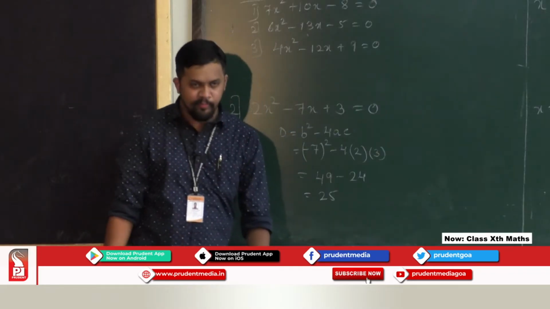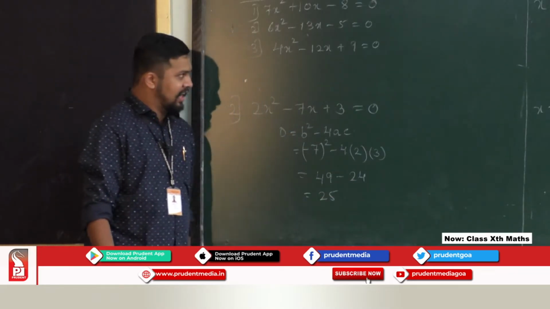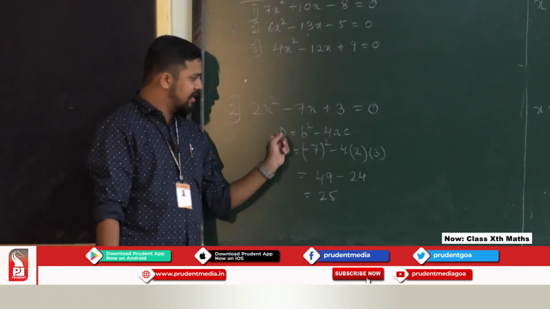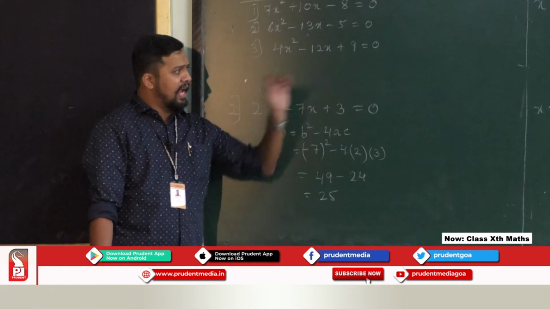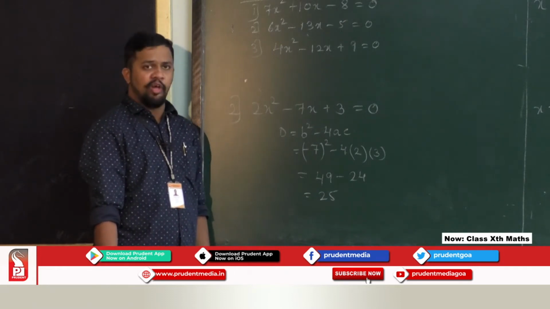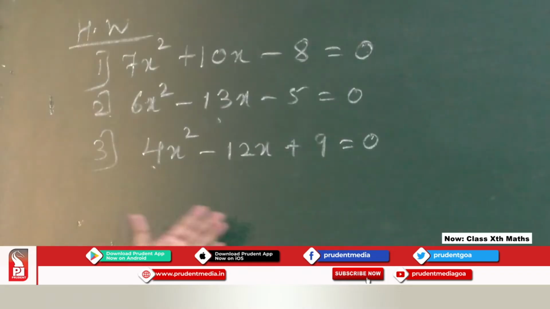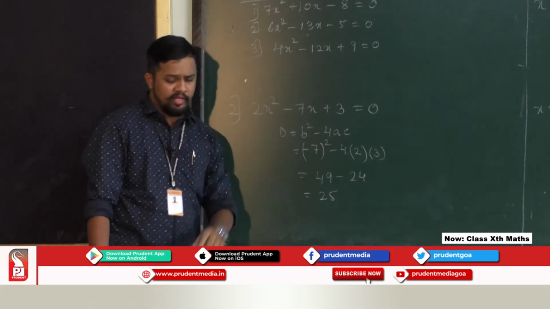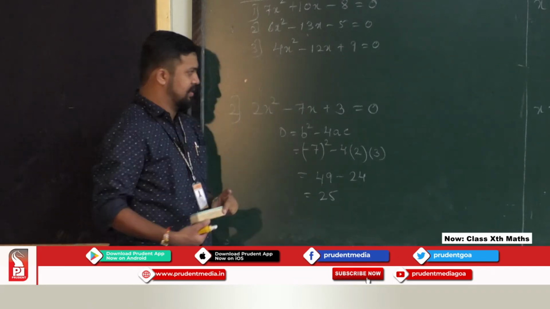So these are the few problems. Try them for homework, using the quadratic formula method. Remember the formula: D is B square minus 4AC and x is equal to minus B plus or minus root D upon 2A. With this, we are moving to a new subtopic today, nature of the roots. It is related to the same quadratic formula only. So let us see the nature of the roots.